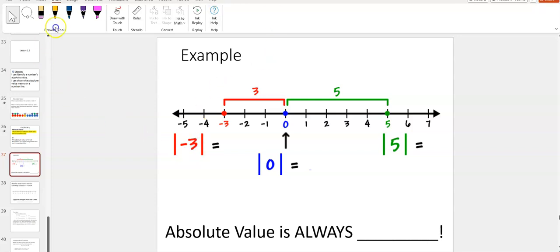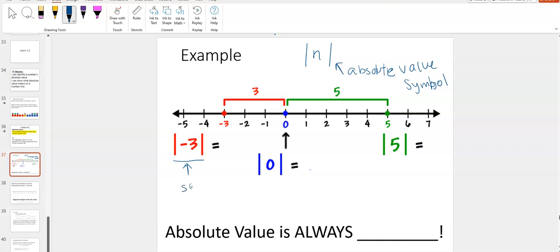Now you might be asking yourself, Ms. Kirkwood, what are those weird lines on either side of -3? Well, these big tall lines on either side of any number, we're going to use n to represent any number, that is an absolute value symbol. So those double lines right there are an absolute value symbol. And what that means is it turns this number right here into a math problem. You actually have to solve this.